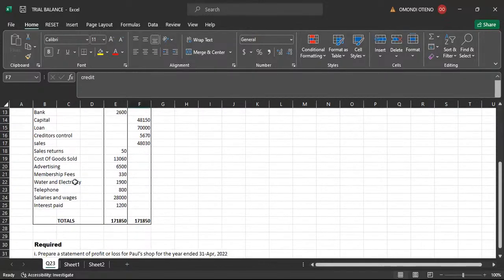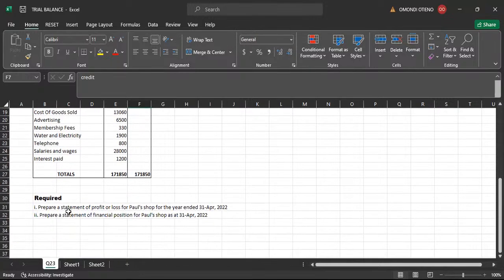So it is upon you to know that whatever has been given to me, is it an asset? Is it a liability? Is it an expense? Is it a capital? Or is it a revenue? Is it a revenue or an income item? That's what we all need to understand. Once that is understood, then we can proceed to prepare the two statements that are required here.